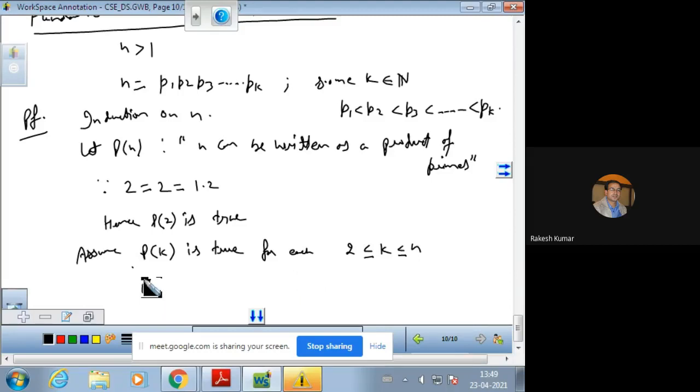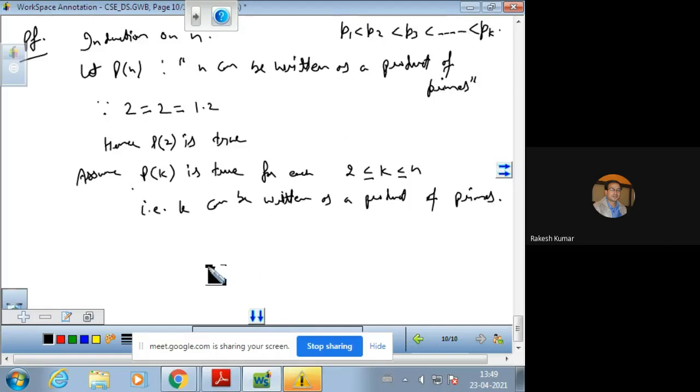That is, k can be written as a product of primes, and k के लिए हमने assume कर लिया है, and we shall prove the result for k plus 1.